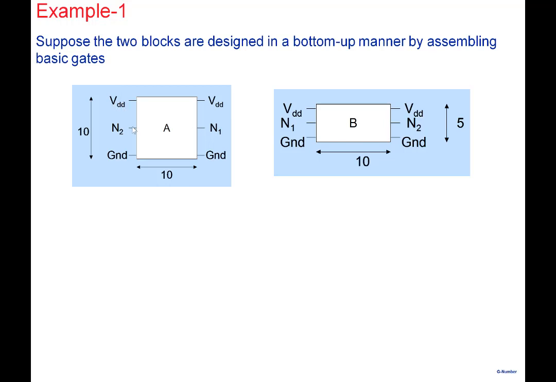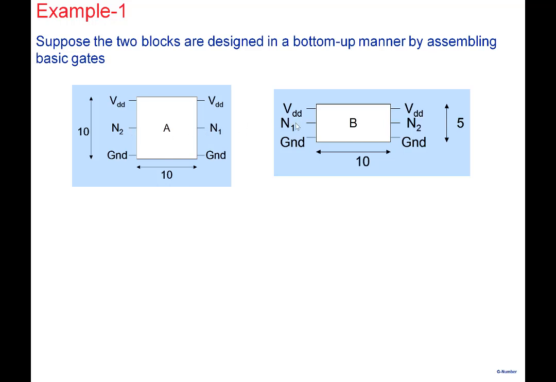There's a VDD pin here. There's a ground here. And let's say block A has two sets of connections here. N1 is one set. It's not one connection. N1 could be a bus, a set of eight lines and all that, and N2 is another one. So this is block A. And what I'm showing is a physical design. I'm not showing a logical design. So these are physical dimensions. This is where the locations of pins N1 and N2 are.